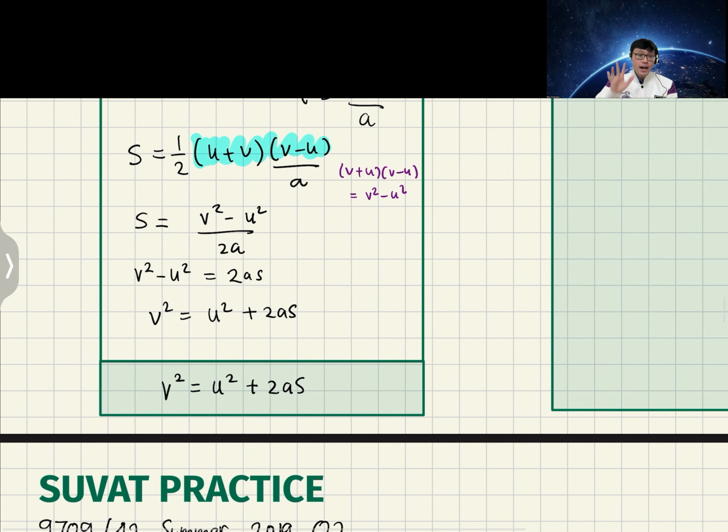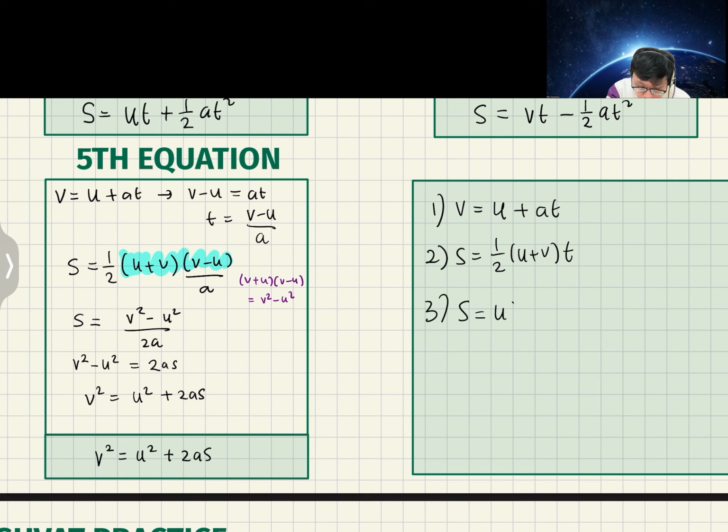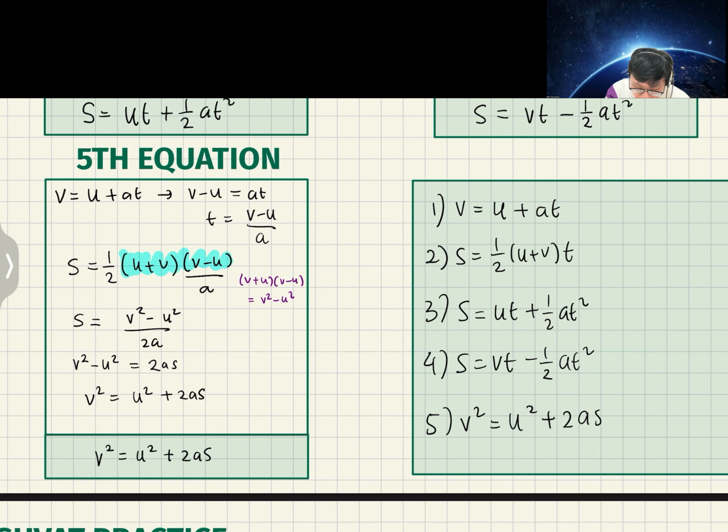Now, we have five SUVAT equations. So let's summarize it. The first one, we have V equals U plus AT. The second one is S equals half times (U plus V) times T. And the third one, we have S equals UT plus half AT square. The fourth one, we have S equals VT minus half AT square. And the fifth one, we have V square equals U square plus 2AS.